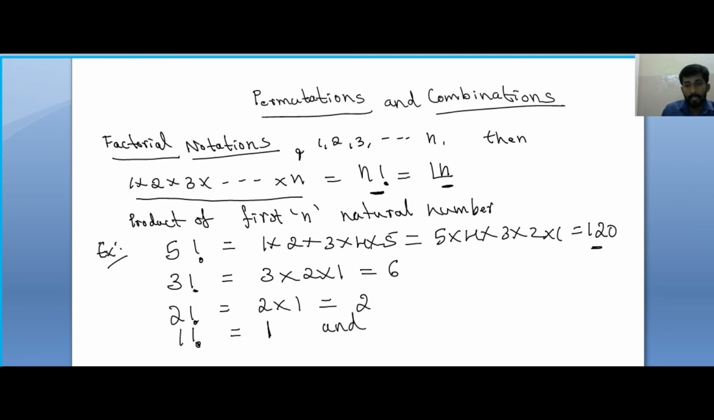And very importantly, 0 factorial. Remember, by mathematical notation, 0 factorial value is equal to 1. So 0 factorial does not imply the product of first 0 natural numbers. 0 factorial is a mathematical convention. 0 factorial value is equal to 1.